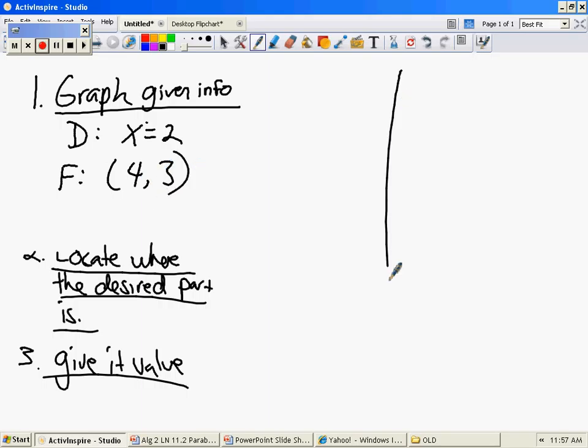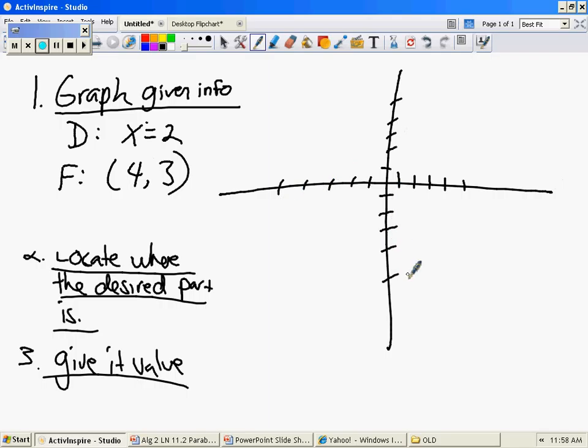Okay, let's graph the given information first. X equals 2. I'm going to find what number on the x-axis and put it, and is it going to be horizontal or vertical? Vertical. X equals is a vertical, so there's that one. Okay. Now we're going to do our focus. Where's the focus? It's going to be over 4 up 3, right? Over 4 up 3. Okay. There's my focus. There's my directrix.